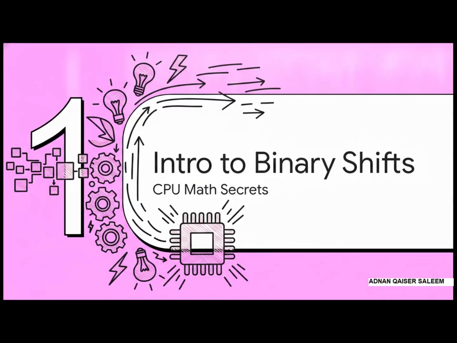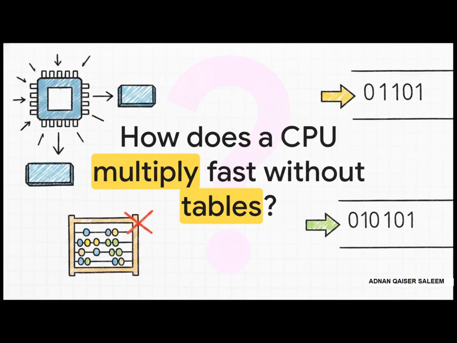Part 1. Introduction to Binary Shifts, or as I like to call it, CPU math secrets. Let's start with a really fundamental question about how computers actually think. You know, computers process everything in binary, right? Just zeros and ones. But how on earth do they multiply or divide so incredibly fast? They definitely don't memorize times tables like we did in primary school, and they aren't sitting there doing long multiplication.